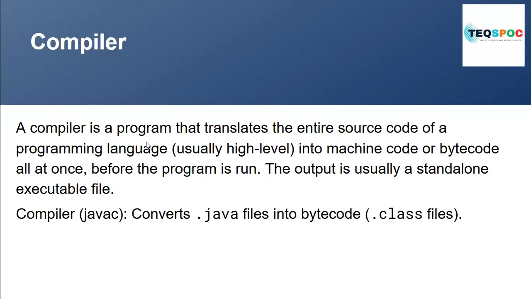A compiler is a program that translates the entire source code of the programming language, that is the file or class you create, which is high level, into machine code, that is bytecode, 0 and 1, all at once, before the program has run. Just on compilation, it will do these things. I have shown you in previous classes when we run the command at compile time. What is compile time? That is the compile time. And the output is usually a standalone executable file. So this is the basics of a compiler.